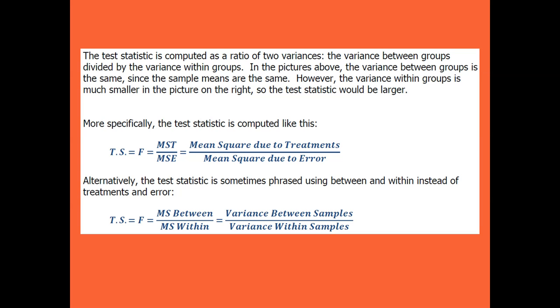Where the test statistic formula is written out, where it's written as MST divided by MSE, or mean square due to treatments divided by mean square due to error, those mean squares are actually variances. That isn't always the nomenclature that's used. Some books say treatment and error, some books say between and within, but really you end up with the same thing. It's the variance between samples divided by the variance within samples. The other thing that I wanted to point out here is the F as the test statistic notation.